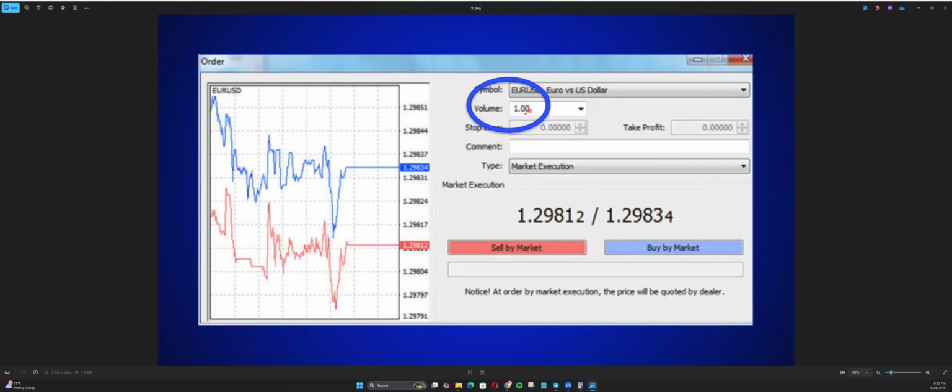So they are there. So we could have volumes like this. So the volume here is where you find the lot sizes. So you could come here and change it up to what you want.